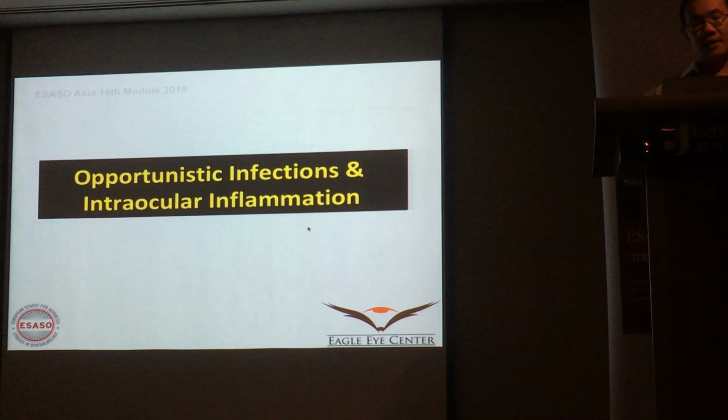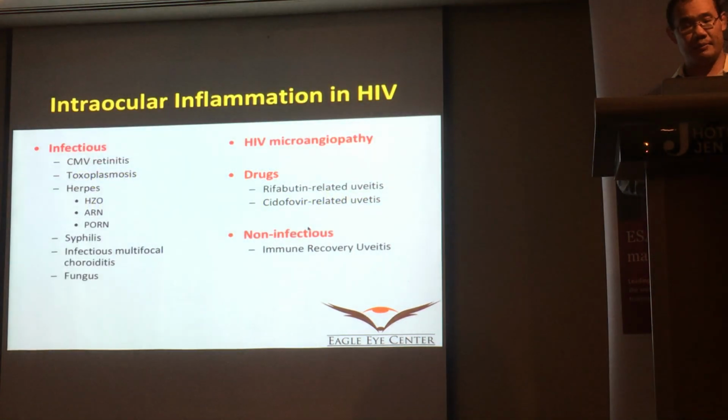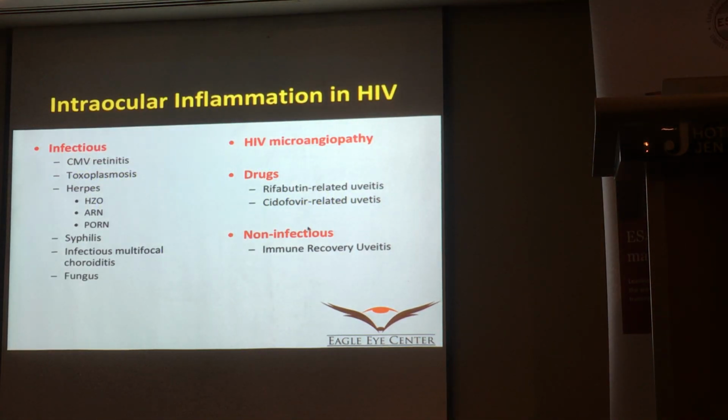Okay, opportunistic infections, intraocular inflammation. Inflammation can be divided again broadly: infectious, non-infectious. So infectious, we'll go through that again. Non-infectious includes the vasculopathy, drug-related inflammation, and that related to treatment, which I'll briefly mention again later on immune recovery uveitis. Infectious, of course, there are many, CMV retinitis being at the top of the list, which I'll go through in a bit more detail.